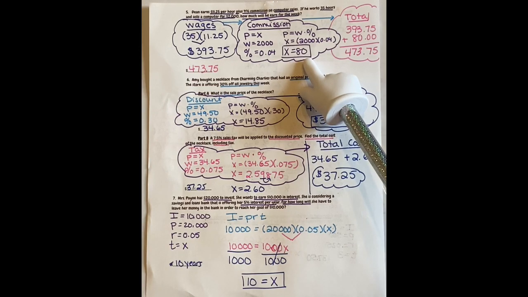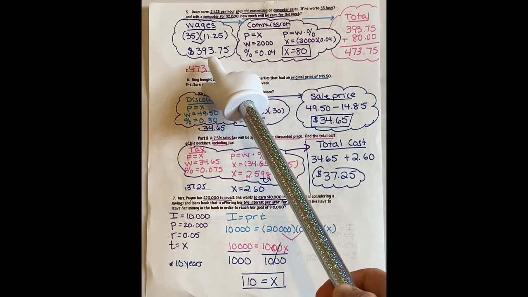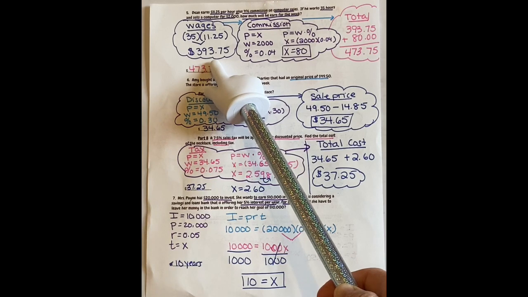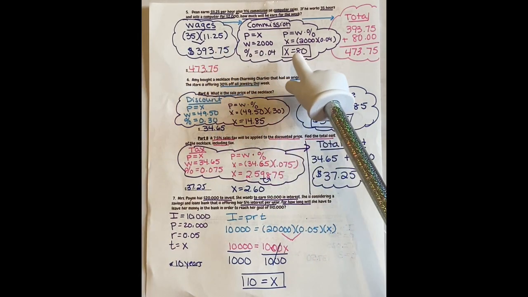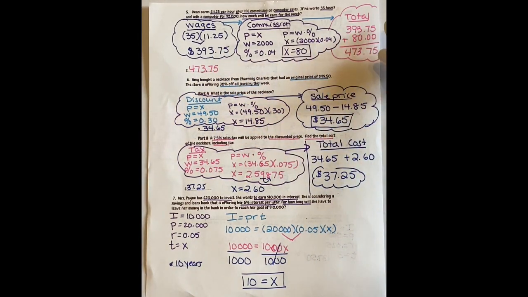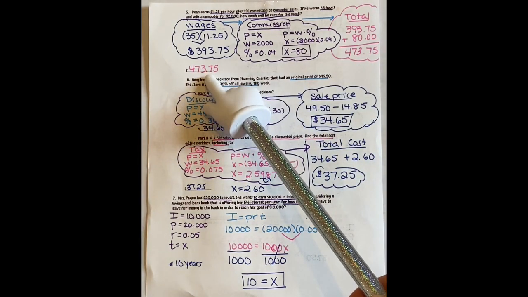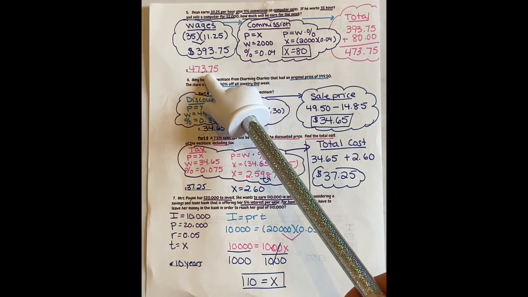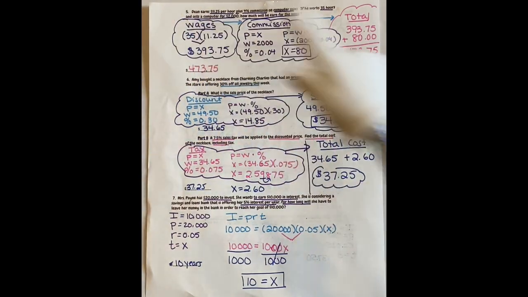So now to figure out how much he earns for the week, he receives his wages, which is $393.75. He receives commission of $80. We add it together, $393.75 plus $80 to get $473.75. So that would be the total amount he would earn for working that week.